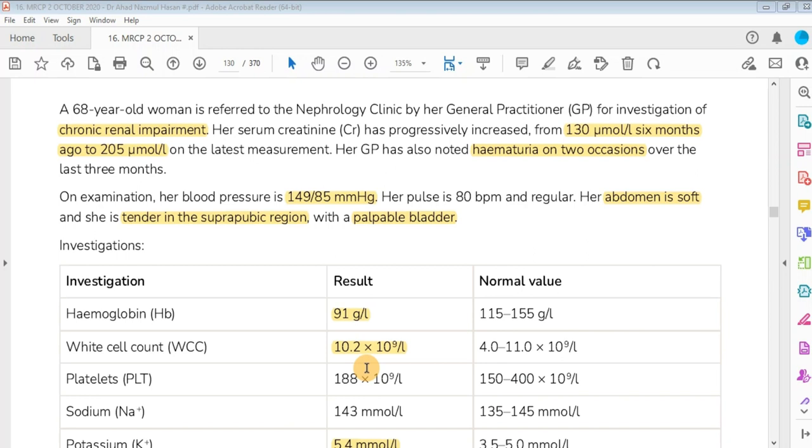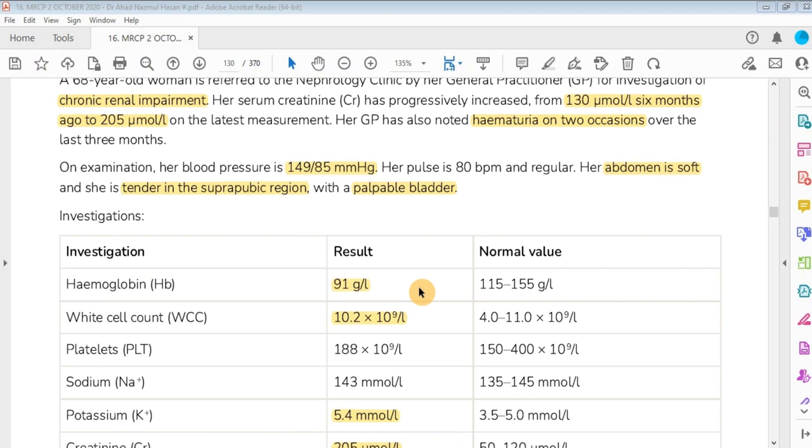A 68-year-old woman is referred to the nephrology clinic by her GP for investigation of chronic renal impairment. Her creatinine has progressively increased from 130 micromole per liter 6 months ago to 205 on the latest measurement. Her GP has also noticed hematuria on two occasions over the last 3 months. On examination, her BP is 149 by 85, pulse 80 and regular. Her abdomen is soft and tender in the suprapubic region with a palpable mass.